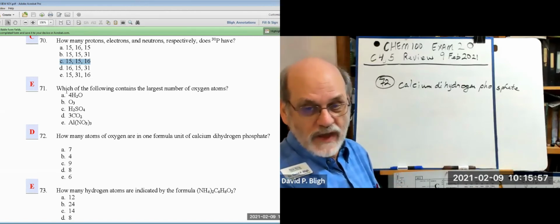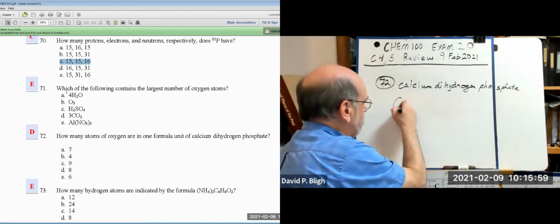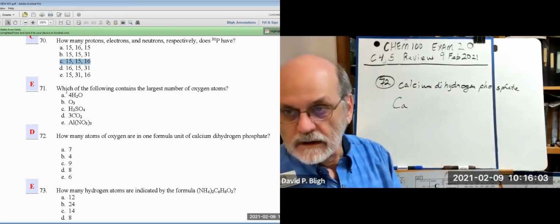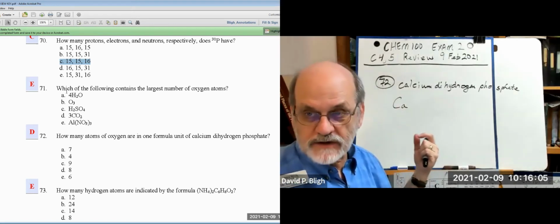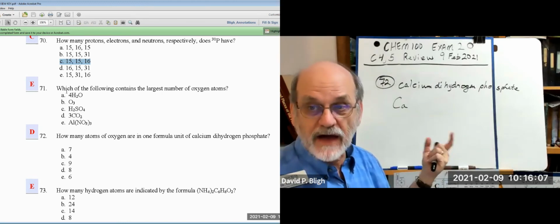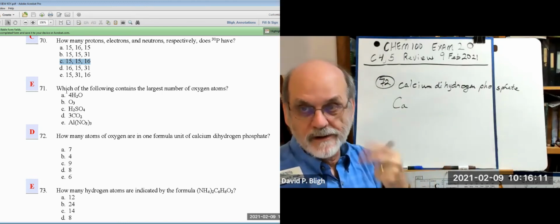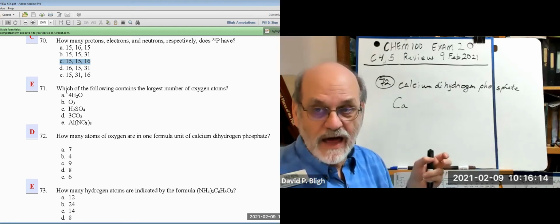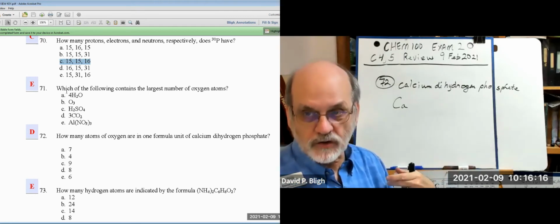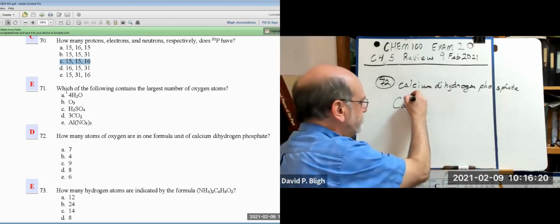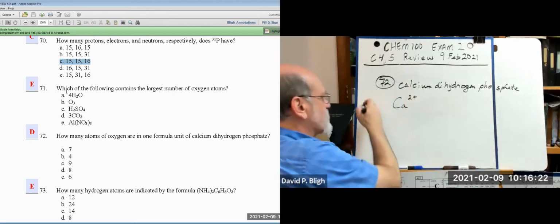Right? So we know we have calcium. By the way, is this a type 1, type 2, or type 3? Calcium's a metal, so it's a 1 or a 2. Calcium is an alkaline earth. It's in the second group, always has a 2+ charge. So that's a type 1.